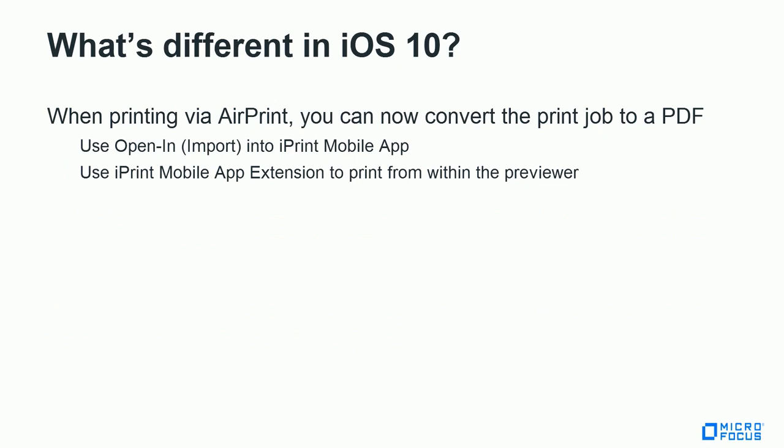That new capability in iOS version 10 is specifically the ability that from AirPrint you can now convert that job to a PDF before actually, or instead of actually, printing it. The way that you do that is you use both your fingers and you kind of push apart the AirPrint preview that is presented to you. I'll show you that in just a second. Once you have that PDF conversion available to you, you can use the open-in, or it seems to be now called import, capability on the iPrint mobile app, or you can use the iOS app extension and print directly that way.